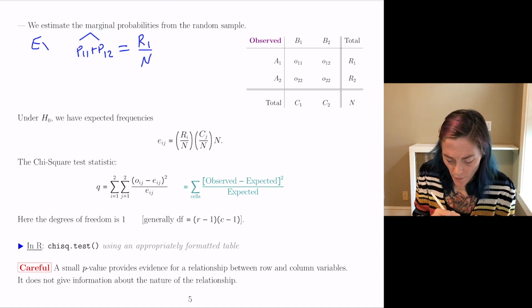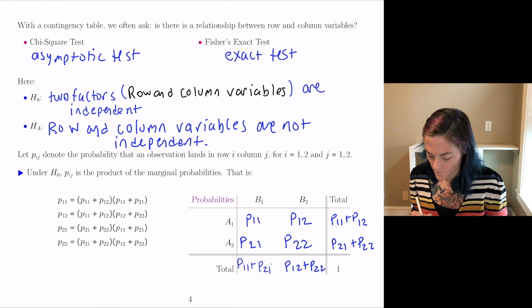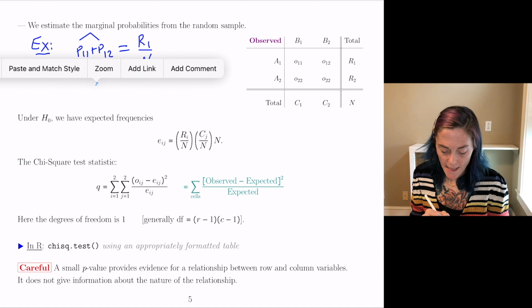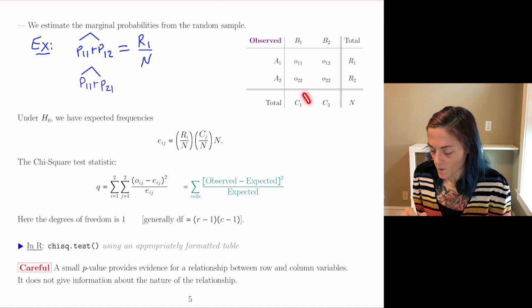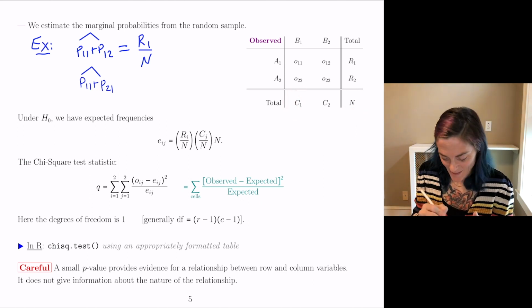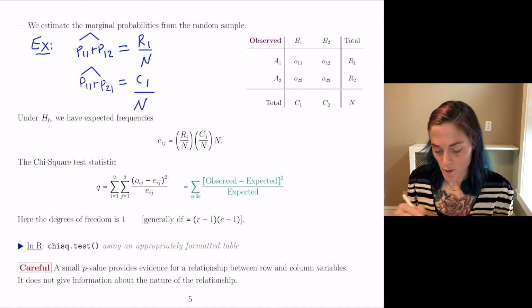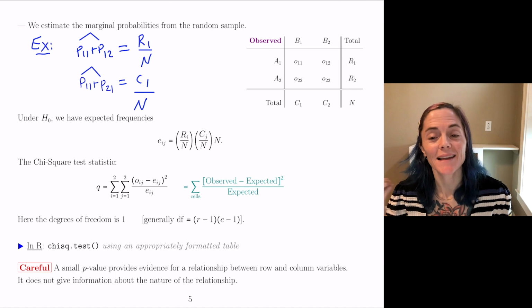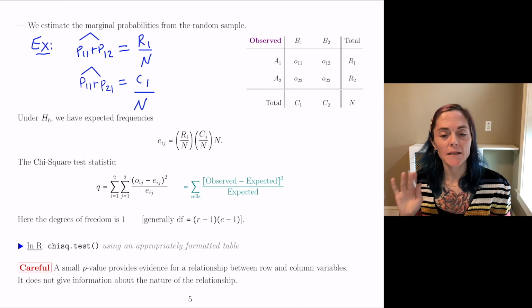So for example, let's do another one. For instance, here, copy. If we wanted to estimate this marginal probability, well, we take C1 over n. This would be like this, C1 divided by n. So that's just 2 examples, but we have 1, 2, 3, 4 marginal probabilities, and they would all be estimated in a similar fashion.